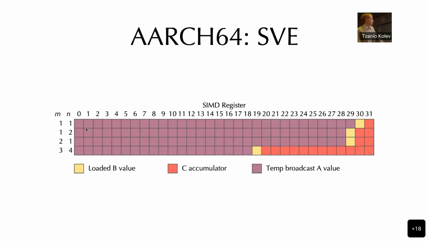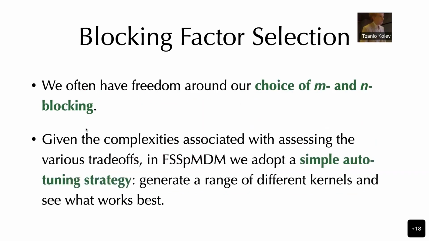The result is a register map that is pretty much identical to AVX512. We have our temporary broadcast A values as our cache, loaded B values, and C accumulators. Okay. Now, it should be clear that we often have freedom when it comes to how much M and N blocking we want to do. Sometimes that can mean a bigger code size, or we need more registers to be used as accumulators. And it's often not clear what gives the best results.